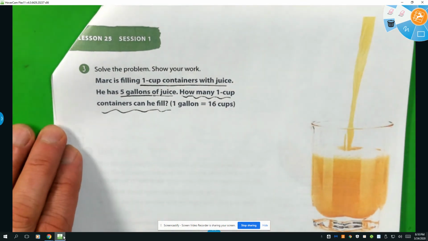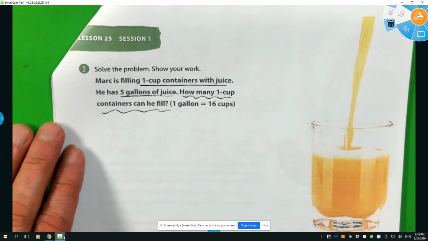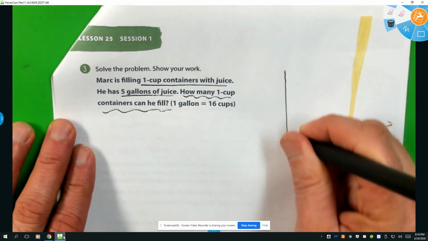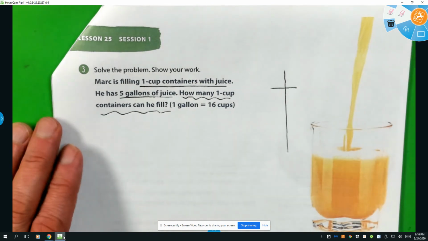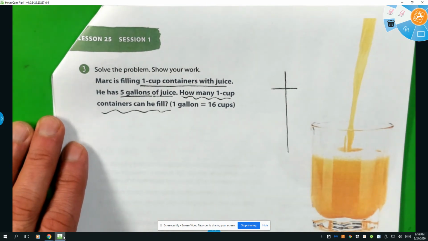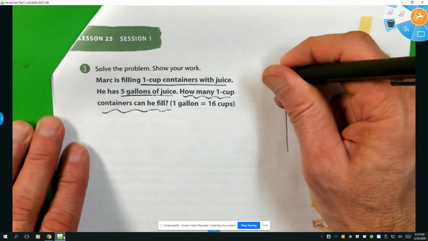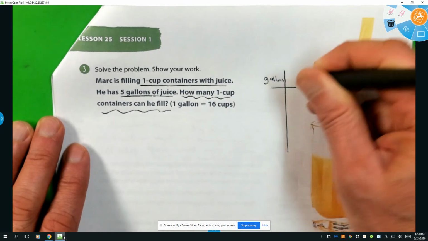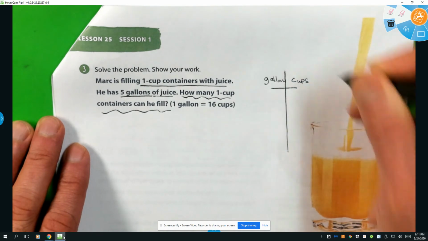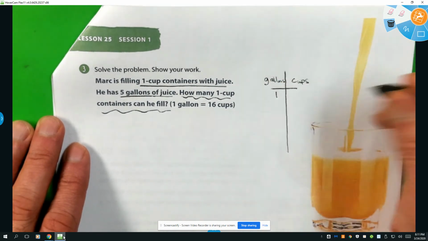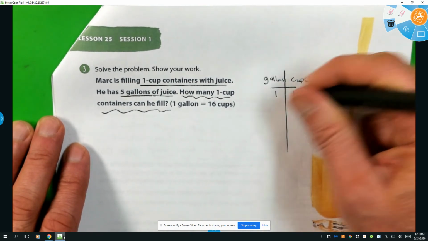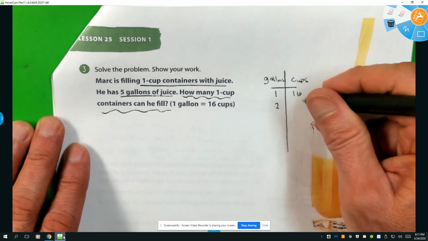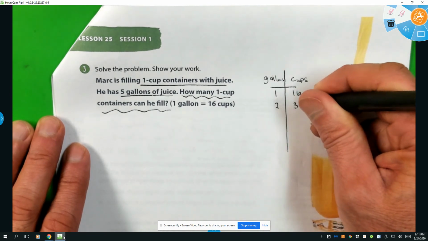Now, this is where immediately I'm going to make a table. If I'm going to do this, I'm going to do something useful so I can organize what I've got. So I've got gallons and I have cups over here. I know 1 gallon is 16 cups. 2 gallons, 16 plus 16, 32.